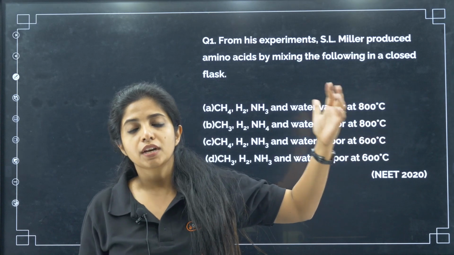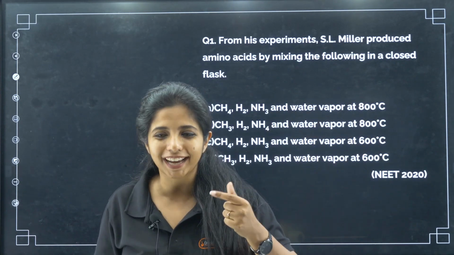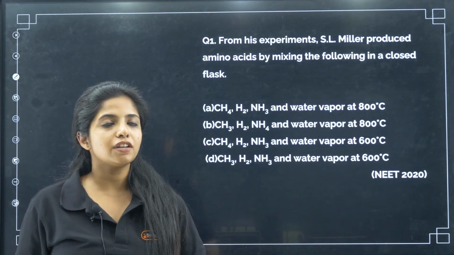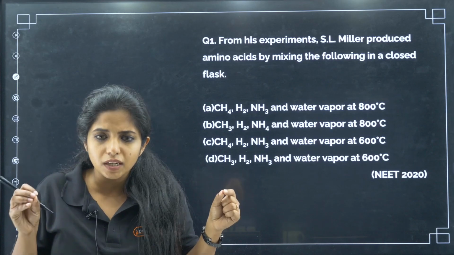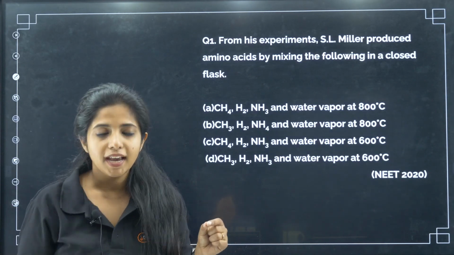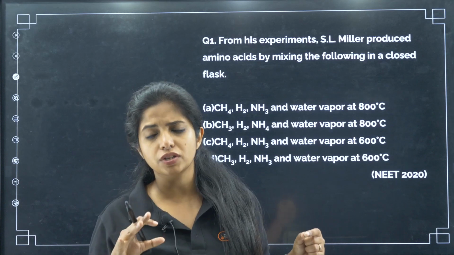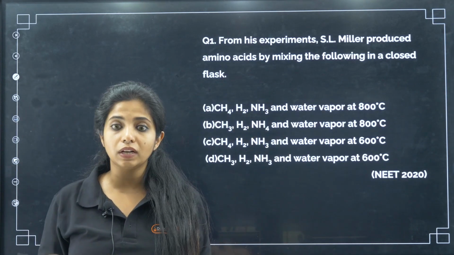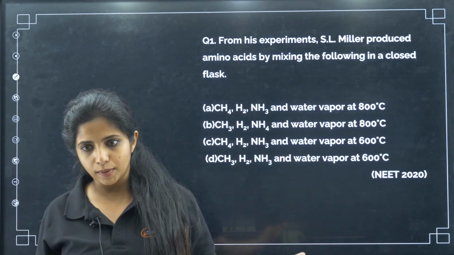So he said there was methane, which is represented by CH4. Yeah, he said there is hydrogen gas, which is represented by H2. He said there is ammonia, which is represented by NH3, and he said that there would be a reducing atmosphere. That means there is no oxygen, and the temperature was really high. So he kept the temperature around 800 degrees Celsius. Since there is no oxygen, he set it up in a closed flask, and my dear children, there was water vapor as well.